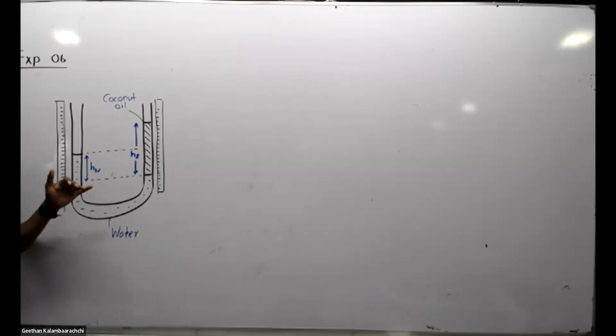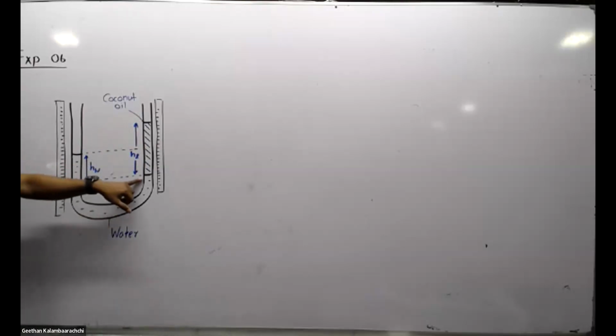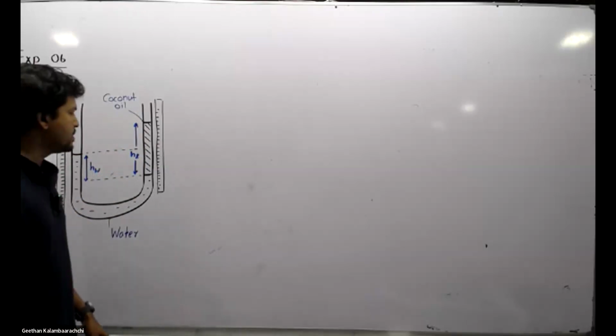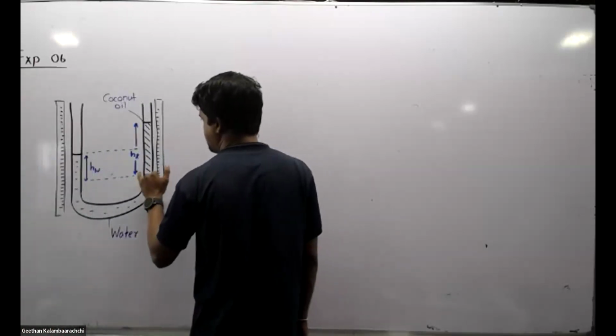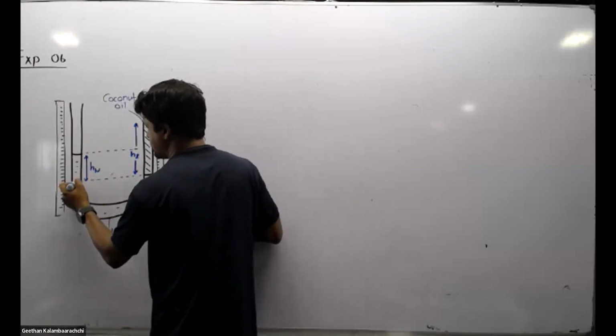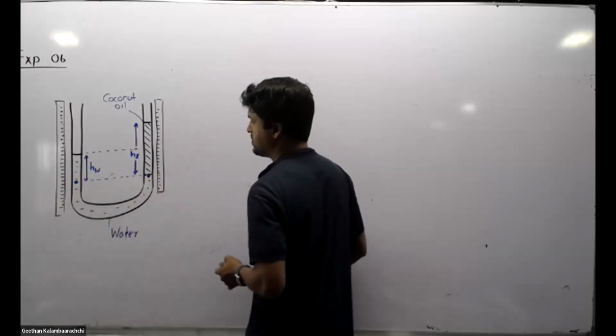Right. So you put it into the tube first, then you put coconut oil into one arm, so you get something like this. And this is called the common interface. The height gaps from the common interface to each of the liquid levels are called HW and HL. We are going to equate the pressure at this point and at this point. It's the same liquid and the same level, so you can equate.